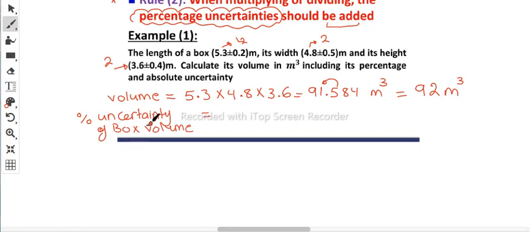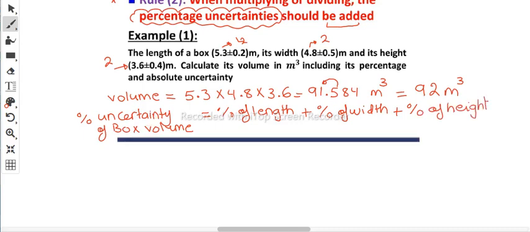So my percentage uncertainty for the volume is the percentage uncertainty of length plus the percentage uncertainty of width plus the percentage uncertainty of height. So you need to include all the variables as percentages and combine them together. Now we will apply this to each.